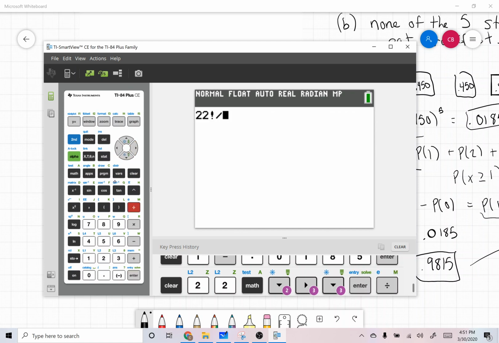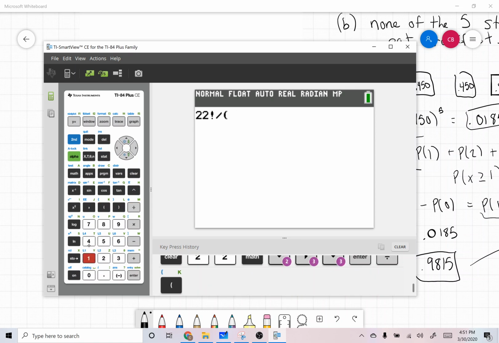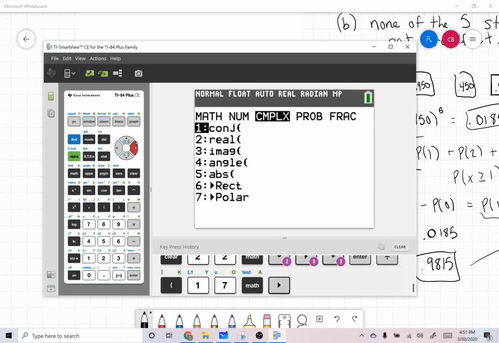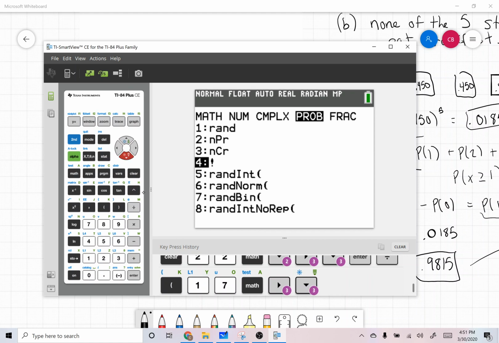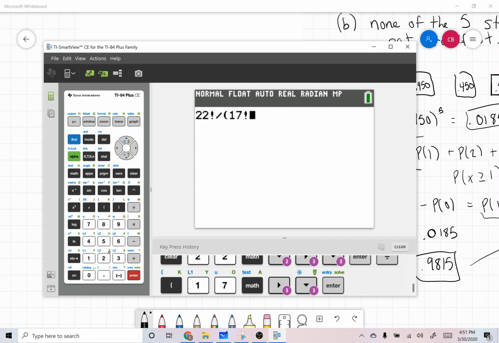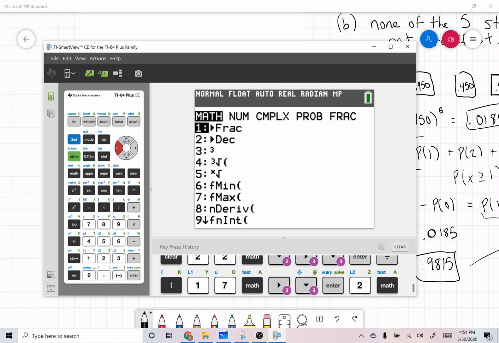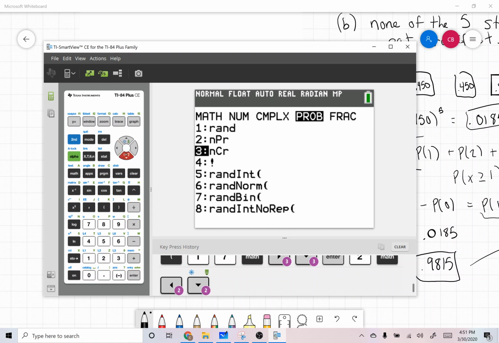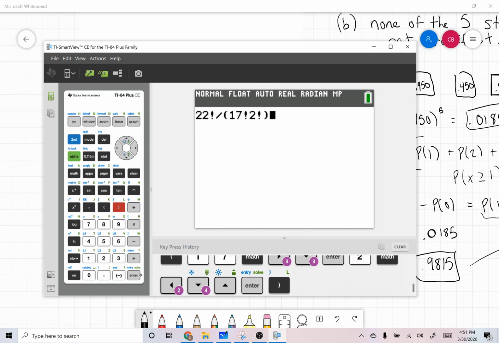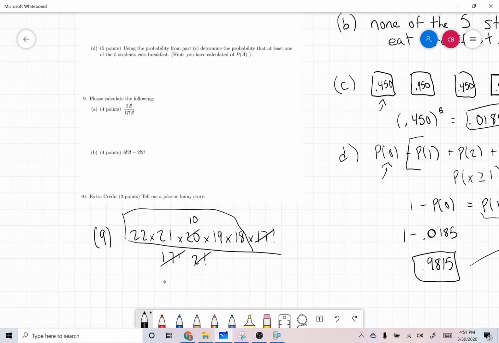Divided by 17 math times 2. I know that that's just 2, but I'm doing it just in case you don't understand that 2 factorial is just 2 times 1, which is 2. And your answer would be 158,004. Okay, that would be our answer for this one.